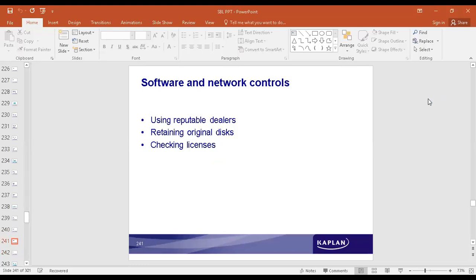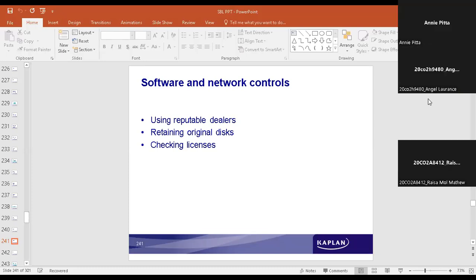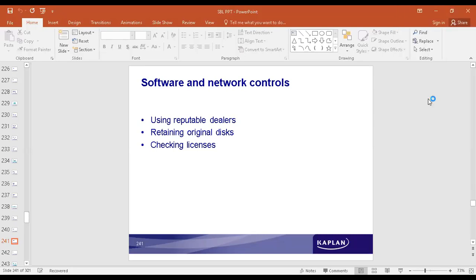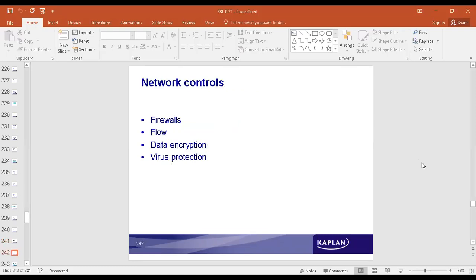And then software and network controls. Acquire the software only from reputable, reliable dealers. Then retain the original disk that is purchased, and check the licenses, if there is any requirement to be renewed from time to time. And then network controls.